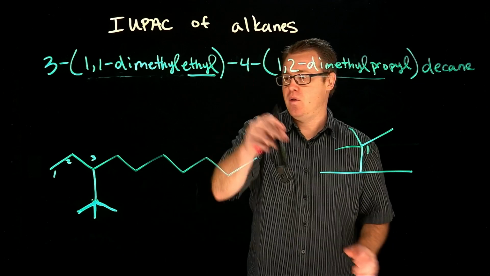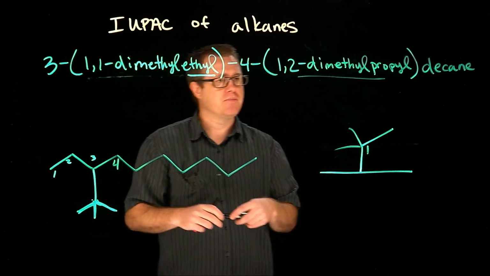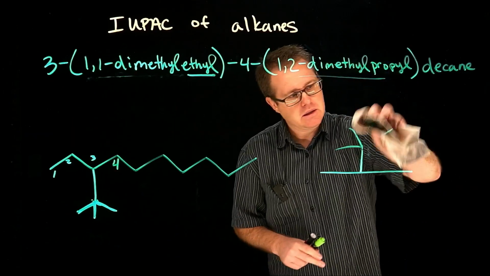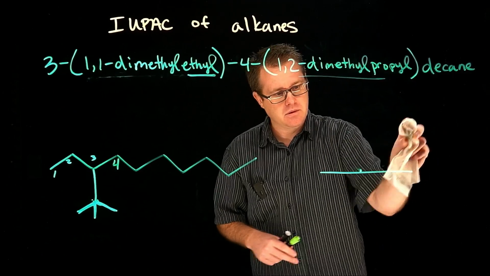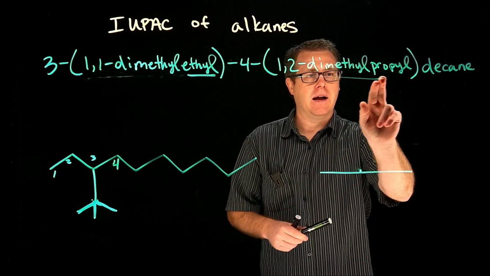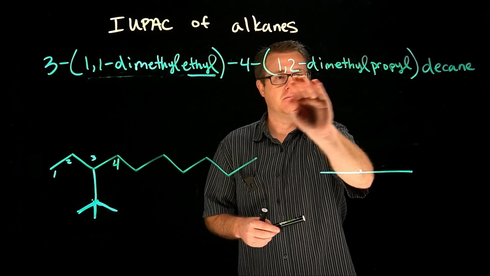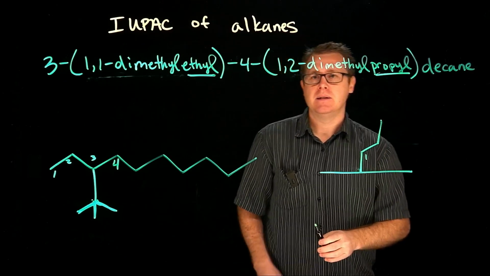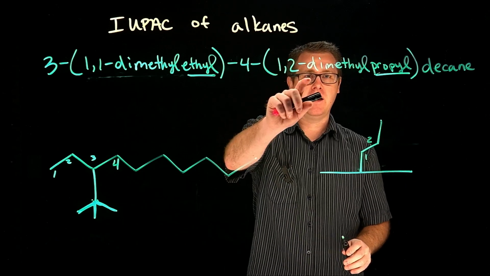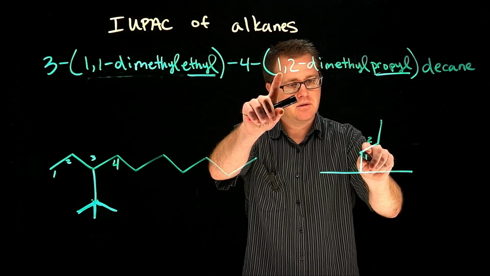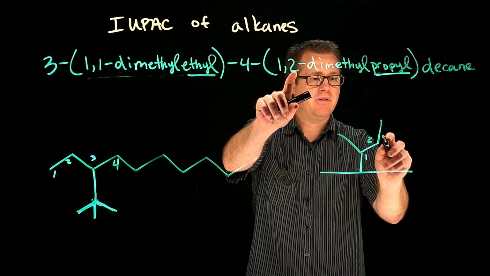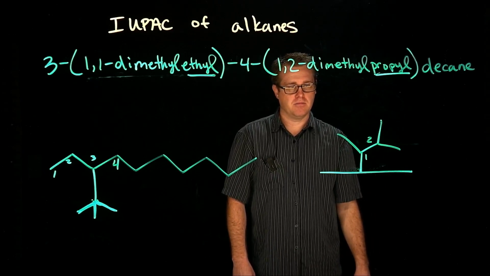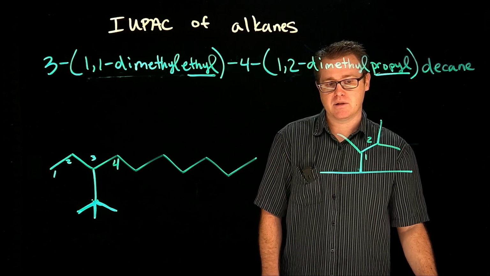Then it says at position 4, so we're looking at carbon 4 right there. What does it want us to draw? A 1,2-dimethyl propyl. What is that? Well, I don't know off the top of my head. I just break it down. Propyl, so that's 3 carbons: 1, 2, 3. Then it says at carbon 1 we have a methyl, and at carbon 2 we have another methyl. There it is. That's what it looks like.